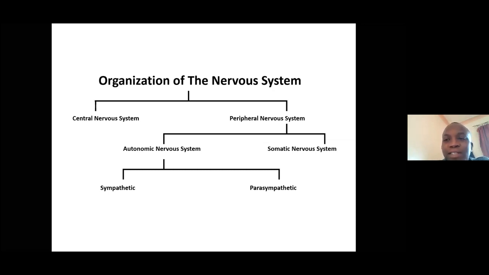Then the parasympathetic is predominantly known as the rest and digest system. So it's the one that predominates during times of rest and digesting. Okay, it's the one that actually makes you sleepy because it predominates during the rest and digest, as we're going to discover.